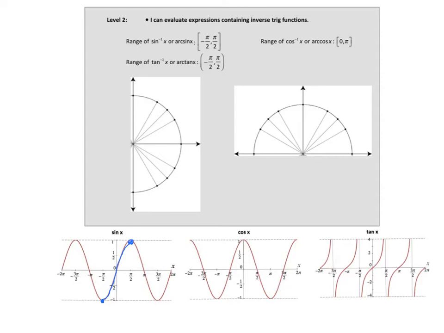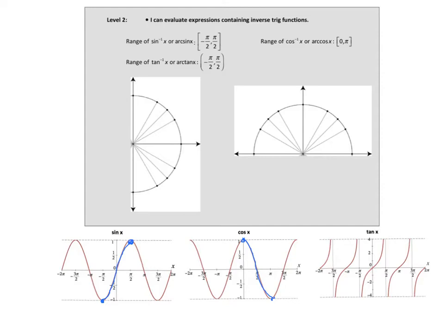For cosine, same thing. It's not one-to-one, so we're only going to look at a certain section of it, and we're going to look at the cosine graph from 0 to pi, and that little section by itself is one-to-one, so I can find its inverse. So when we look at inverse cosine functions, its range is going to be from 0 to pi.